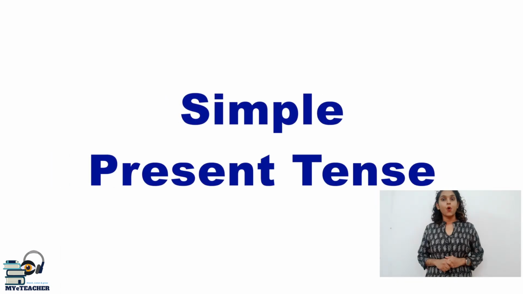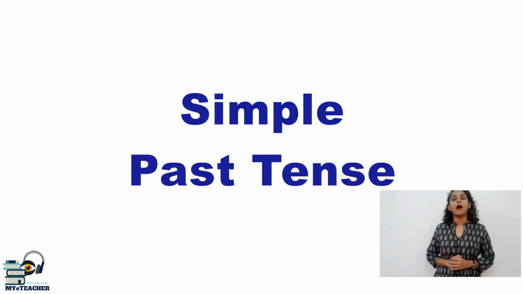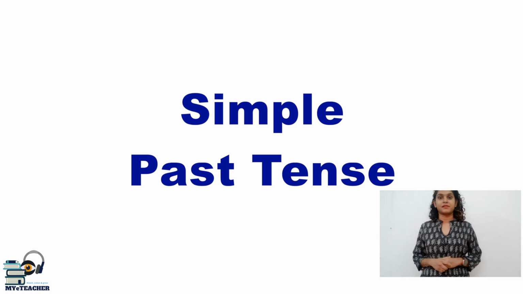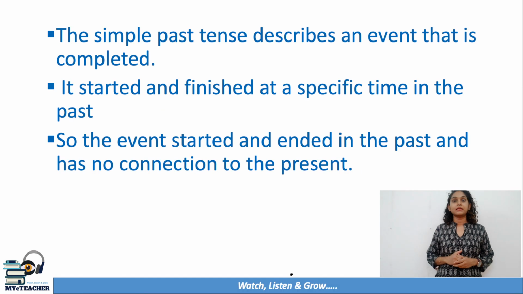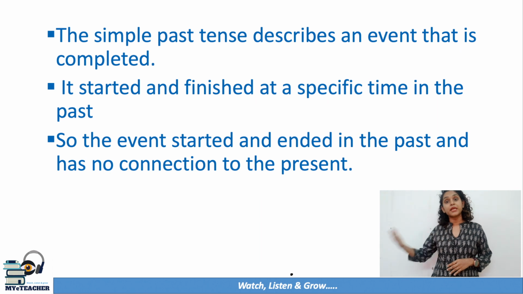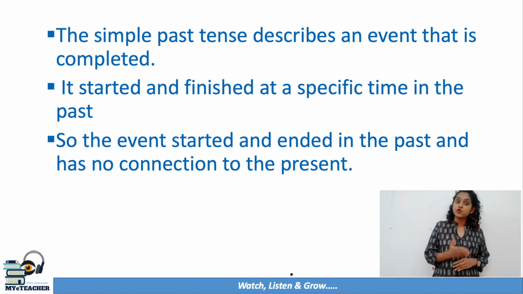Last time we saw simple present tense and today we are going to learn about simple past tense. As we already spoke, tense is a timeline. It tells us as to when an action happened. Past tense is something that has happened already. So what is simple past tense? It is an action that has started and completed in the past. It has no connection to the present whatsoever.